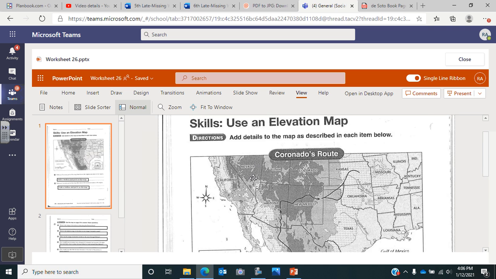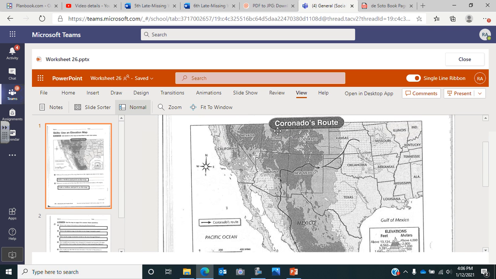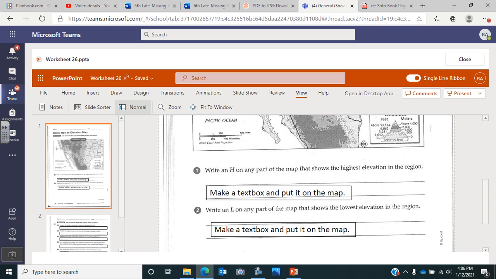So we're looking here, we can see it's a map of Coronado's route. If you remember, he's the one who traveled looking for the city of gold, never found it, realized he was being tricked, and so then headed back home. So question 1 tells us to write an H on any part of the map that shows the highest elevation in the region.